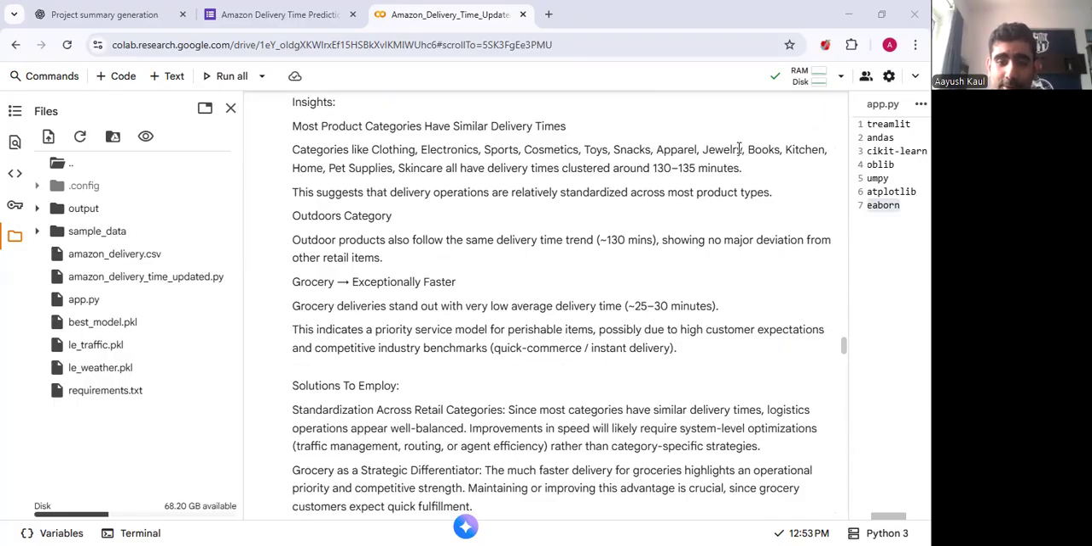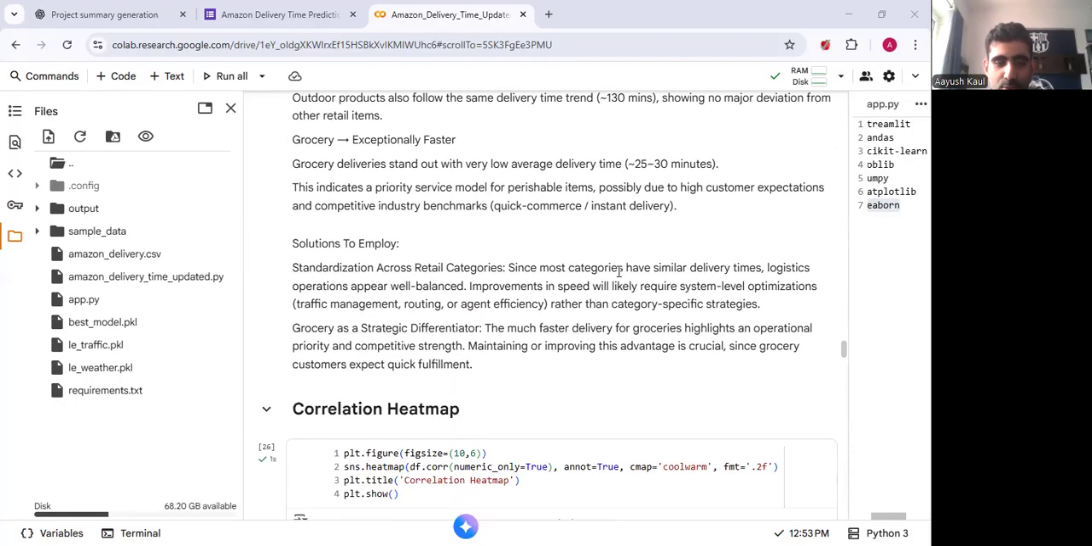With the advent of quick commerce or instant delivery, the solutions we need to employ to solve the problem are: we need to standardize across retail categories. Since most categories have similar delivery times, logistics operations appear well balanced. Improvement in speed will likely require system level optimizations, traffic management, routing, or agent efficiency, rather than category specific strategies.